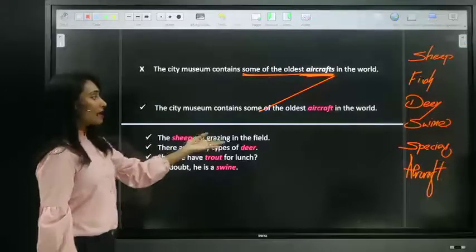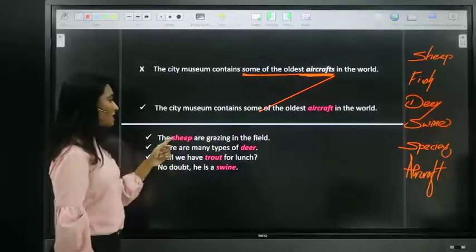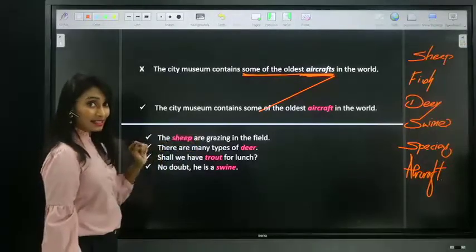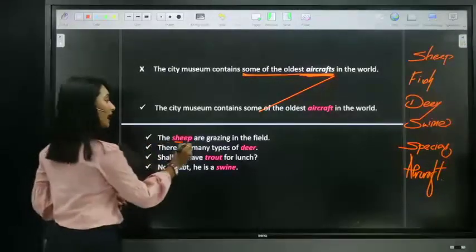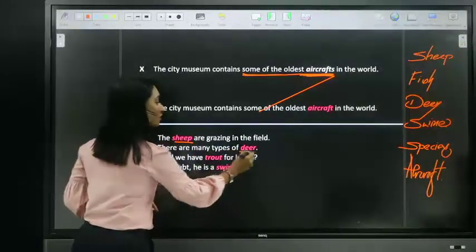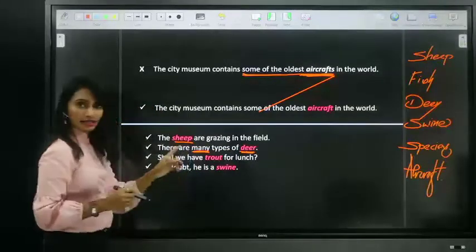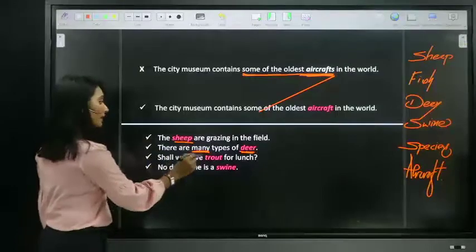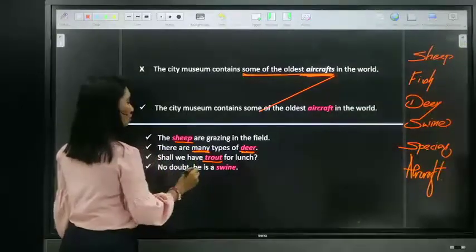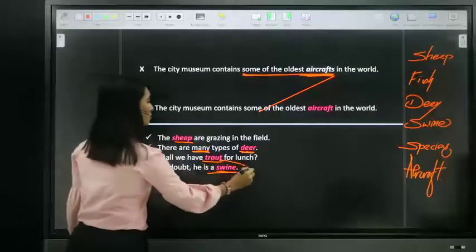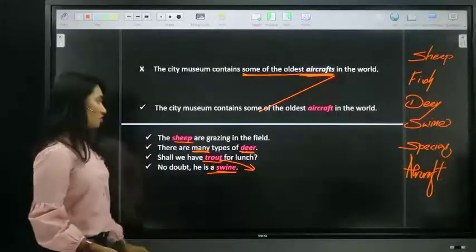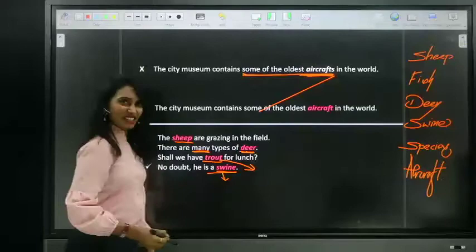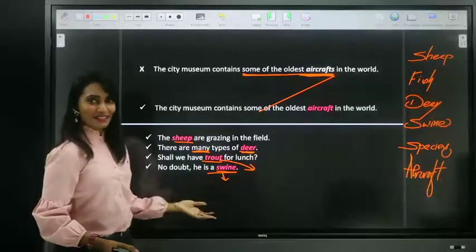Look at this. The sheep are grazing in the field. Here, sheep are, in the sense it is plural. There are many types of deer. We are talking about many. That means here we are talking in plural sense. Shall we have trout for lunch? No doubt he's a swine. So what is trout? Trout is a kind of fish. No doubt he's a swine. So we are scolding someone by saying that he's a swine.